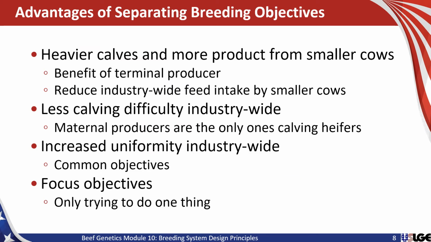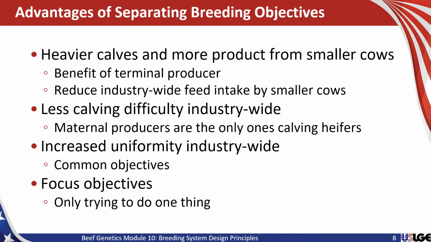Oftentimes, producers try to do it all. They retain their own replacement females, whilst trying to excel in whatever market endpoint they're selling their terminal calves. This becomes a very broad breeding objective that includes a lot of economically relevant traits that impact net profitability. There are advantages in separating breeding objectives to focus on only one, either maternal or terminal. Here are a few benefits of making that decision.